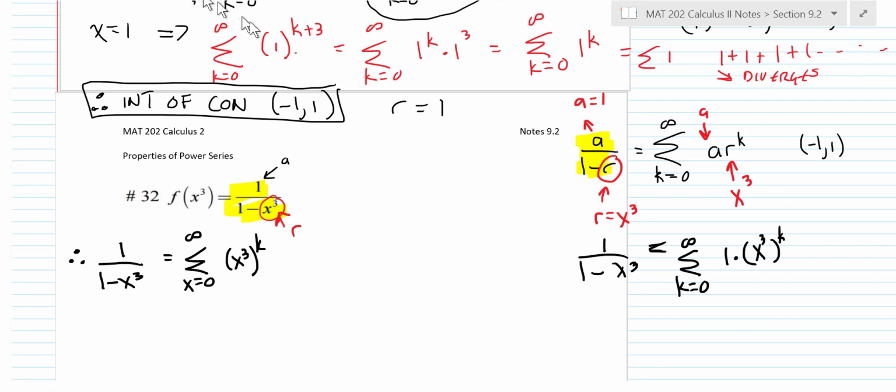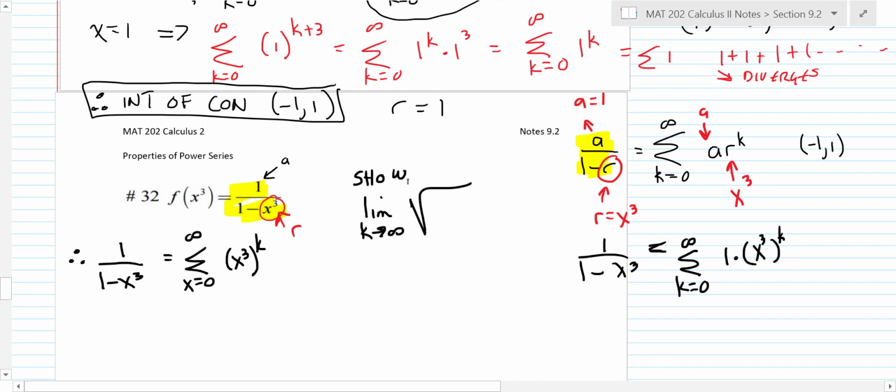Okay? So what we're going to do is show that the limit as k goes to infinity of the k root of the absolute value of a sub k is less than 1. That's a condition for the root test, like we've learned. Let me write that a little better. That's supposed to be an a to the k power like that. So we're going to work with that root test now, okay?